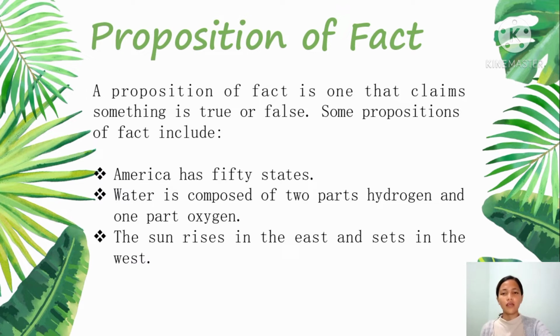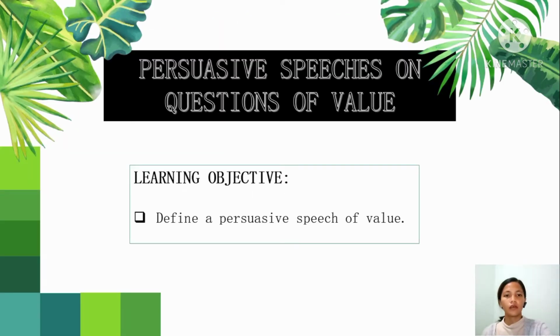And lastly, the ethics. As a speaker, you have an ethical responsibility to provide reliable, valid evidence to the audience and to be aware of and avoid your own bias in the selection of the evidence which you use. Our next topic is persuasive speech on questions of value.